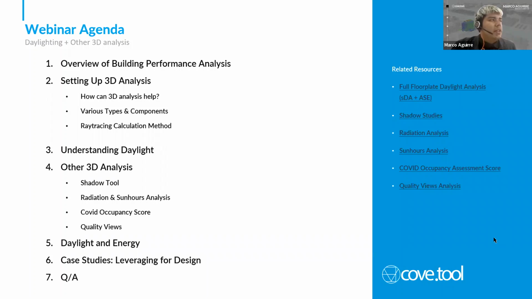And then we're going to look at the other 3D analysis tools like the shadow tool, radiation, sun hours, occupancy, and quality views. We also have some rule of thumb slides talking about how daylight affects energy and the correlation between the two. And then finally, a couple of case studies that you can check out on our website, but we're going to see a master planning project that used 3D analysis, as well as a renovation project that was done using Covetal for 3D modeling.